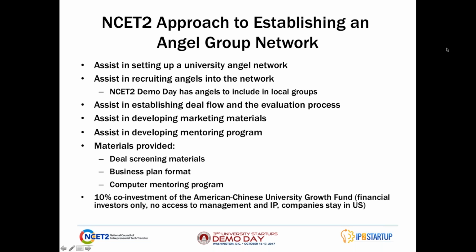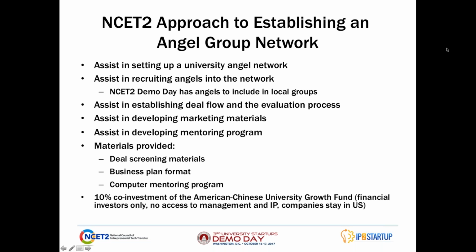So we're also going to provide you with materials, deal screening materials, the business plan format you need to use. And also I have developed a computer mentoring program. It's very easy to set up and execute. So we will leave you that program so you can have an easy time setting up this mentoring program.